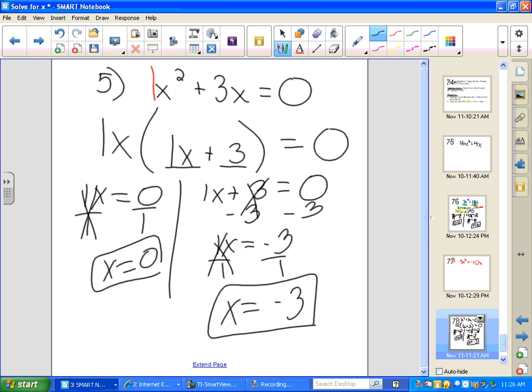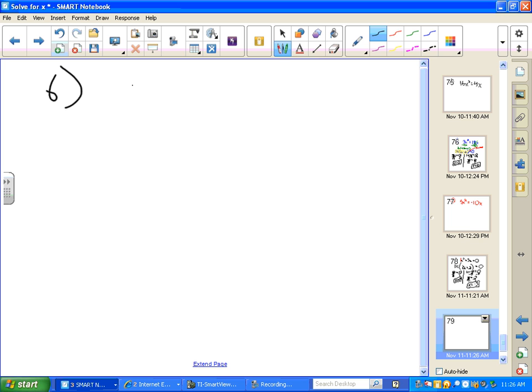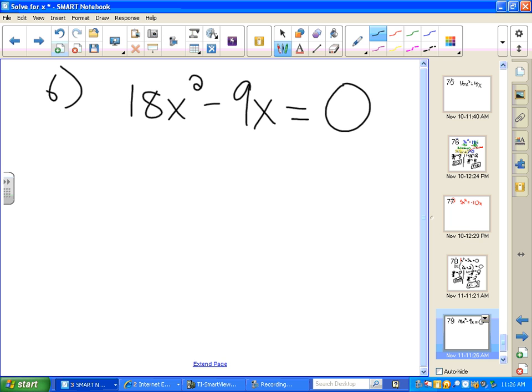All right, next one, number 6. I want to do 2 or 3 more with you guys. Number 6, 18x squared minus 9x equals 0. Okay, it's already equal to 0. Does that make it easier or harder for you? Easier, right? You don't have to move anything over. Because remember on the yellow paper, if there's 2 solutions, it tells you it has to be equal to 0.